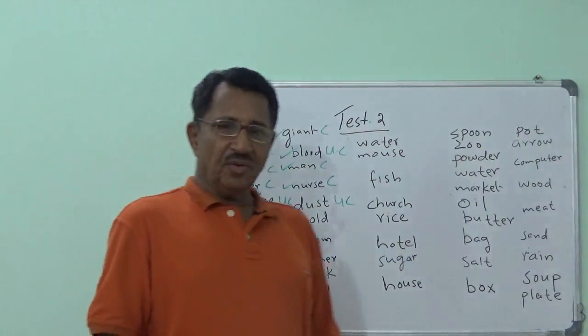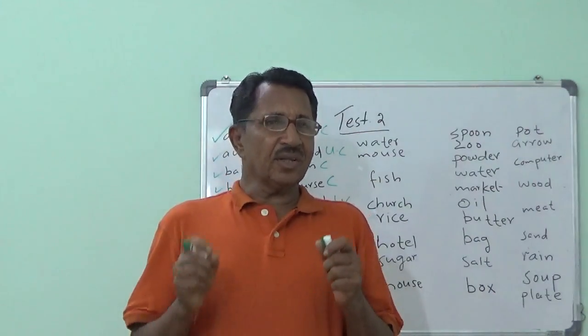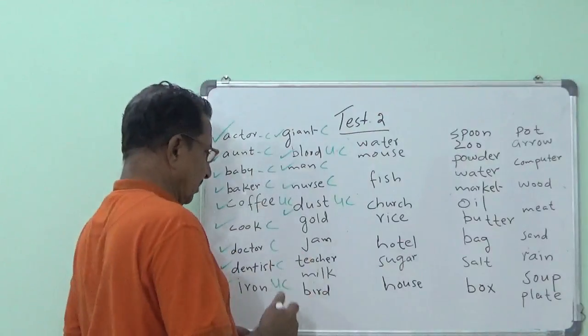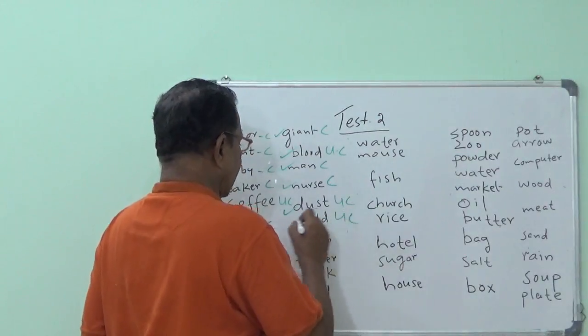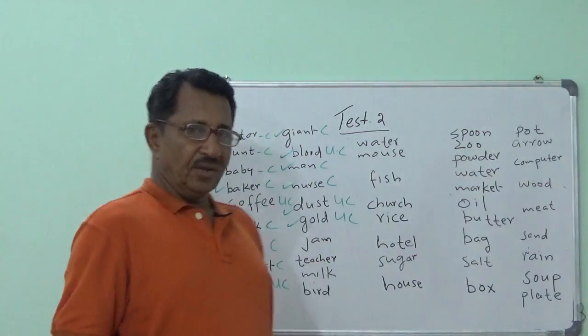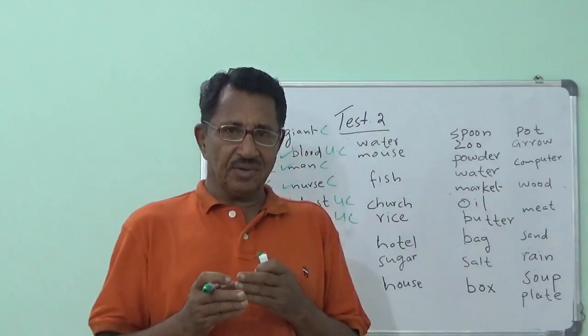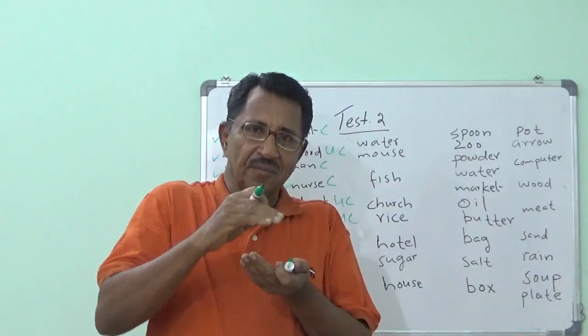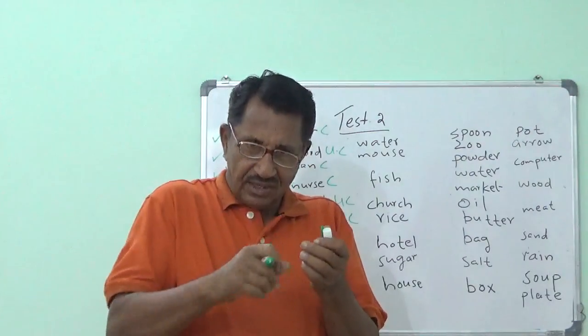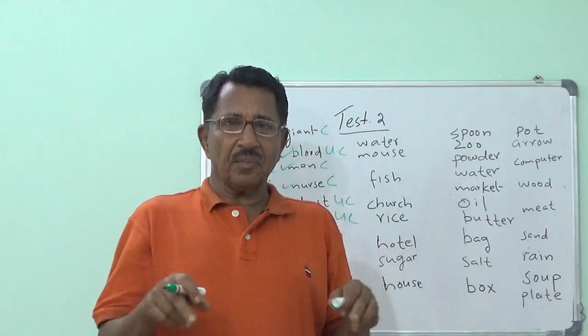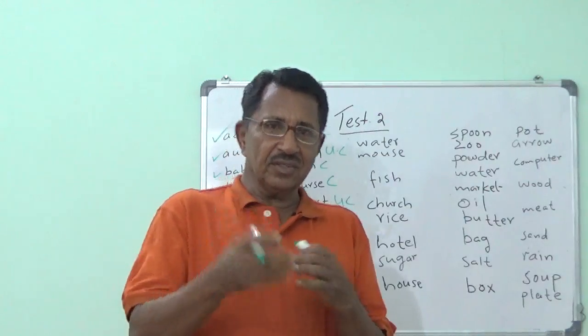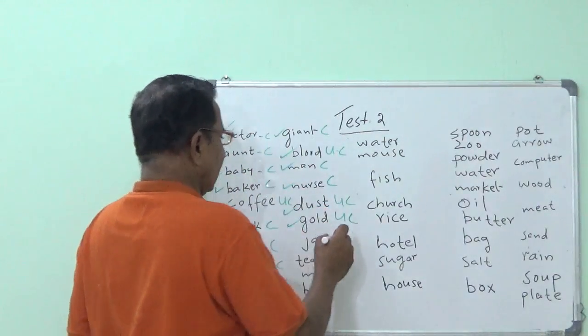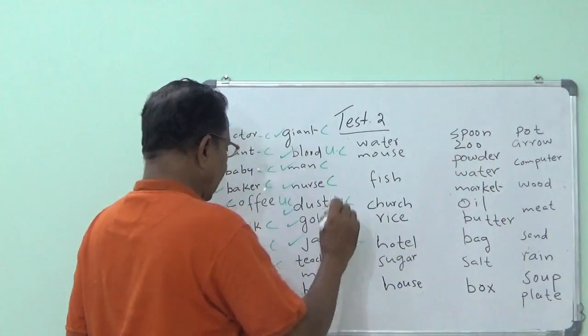Gold, can you count gold? No, it's not possible. All the metals you cannot count. So gold is a metal and therefore it is uncountable. Correct? Jam, you have seen Kissan jam in a bottle. Can you count that? Take one and like biscuits. Because if you get a packet of biscuits, you can count it. But this you cannot count. So that is UC, that is uncountable.